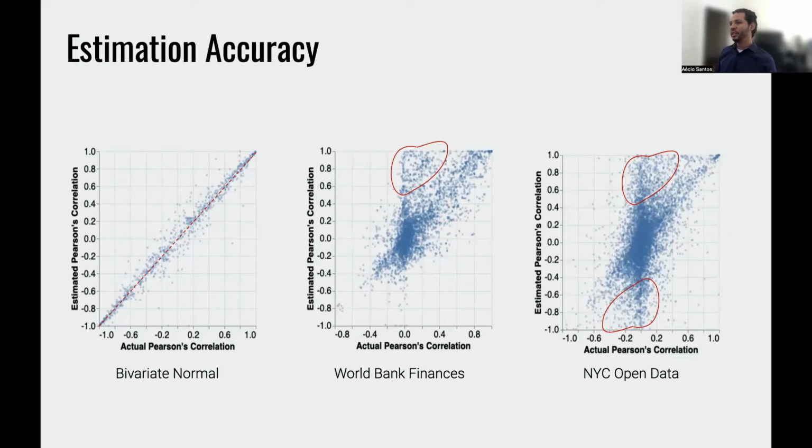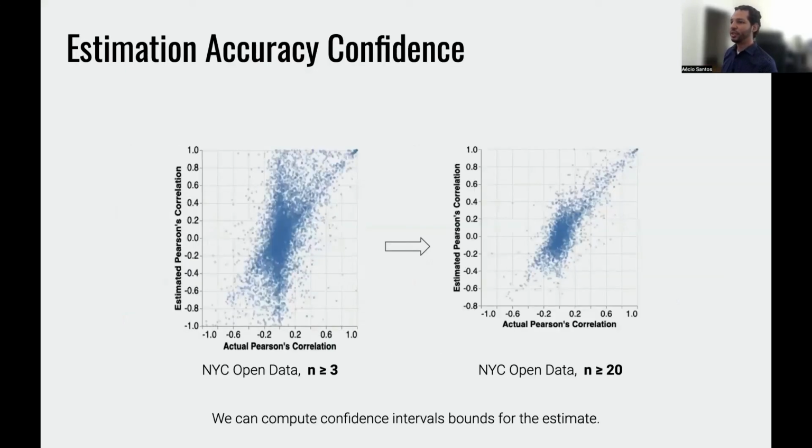But here we can see that in real data that do not follow a normal distribution, we have a much higher variance. For example, you can see overestimates here on the World Bank Finance and in the New York City Open Data. However, in the paper, we do a theoretical analysis, and we actually show that it's possible to detect when such errors exist, when they will happen, right?